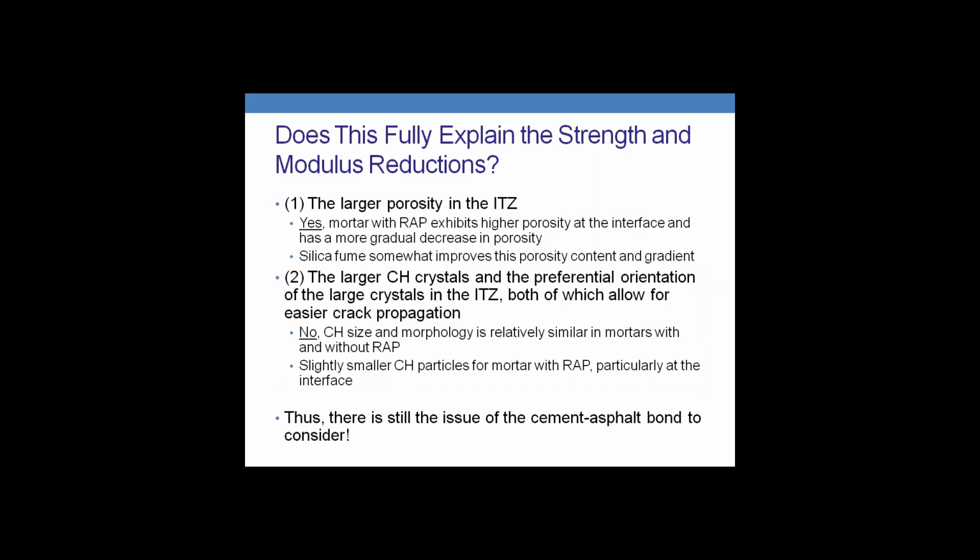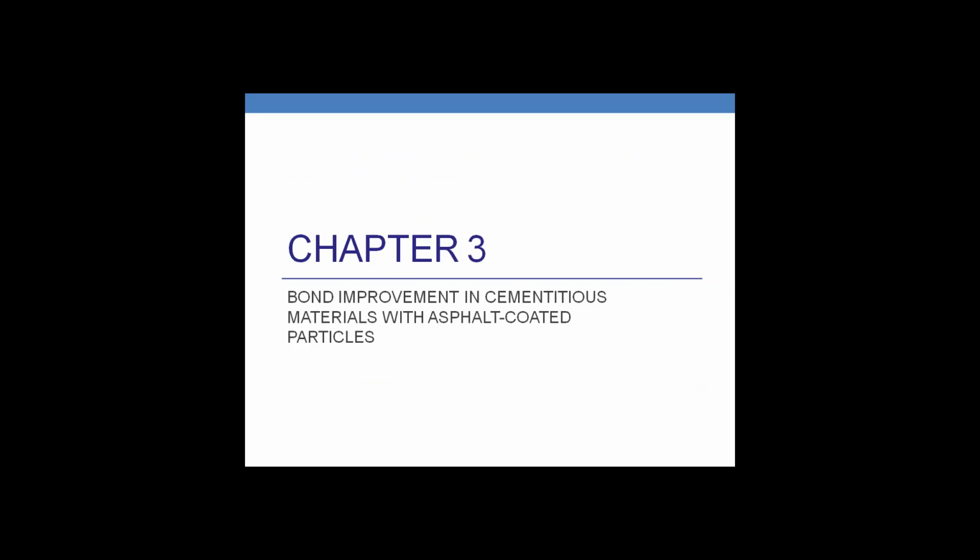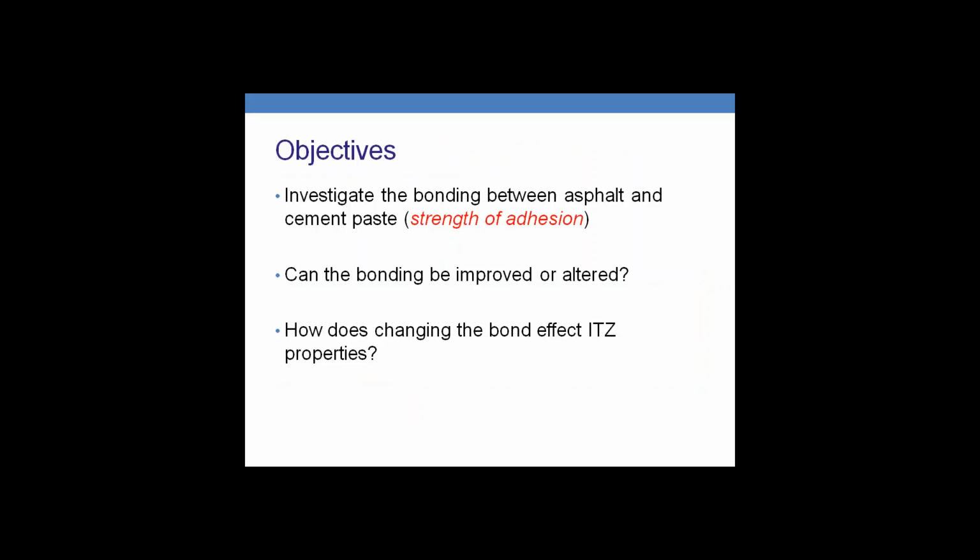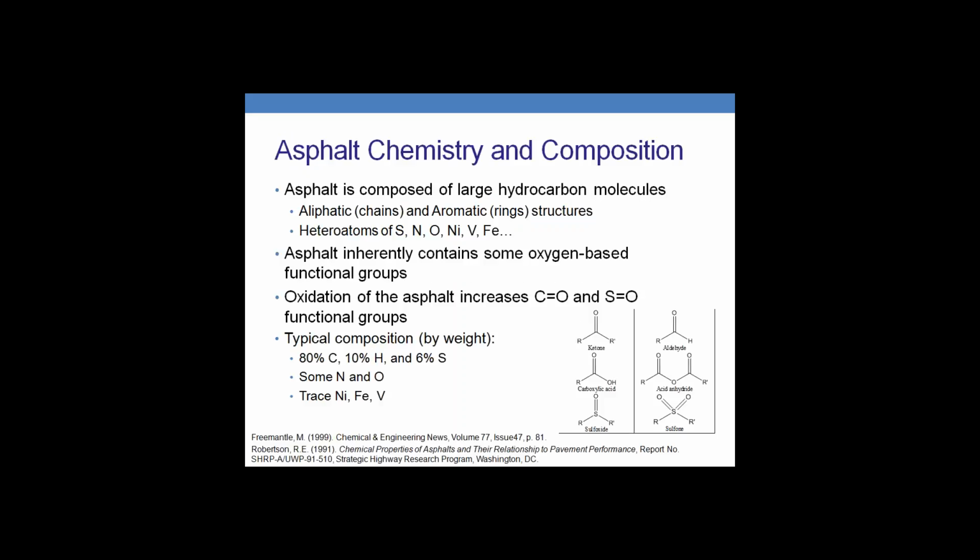All right, so now we still have to look at part 3. What is the actual cement-asphalt bond? What's going on there? We want to look at what the interfacial energy is, what that interfacial bond is, how it's going, and then whether we can change it, whether we can improve it. So let's first talk a little bit about asphalt chemistry and composition.